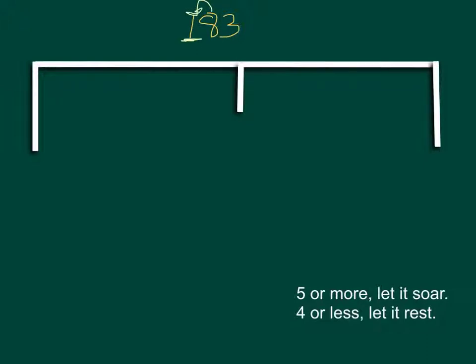So first of all, we've got to figure out 183 is between which two multiples of 100. If you said 100 and 200, you'd be right. Now what's right smack in the middle of 100 and 200? If you said 150, you were correct. Now, does 183 fall somewhere between 100 and 150? Or 150 and 200? If you said between 150 and 200, you were correct.